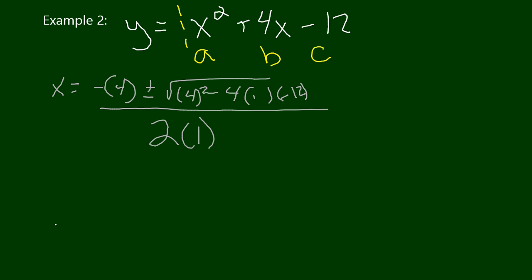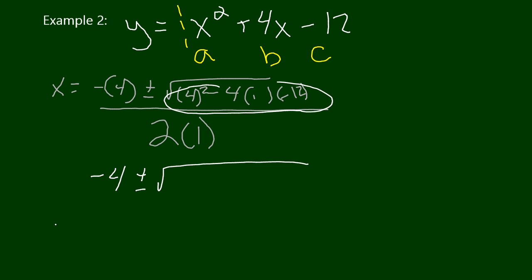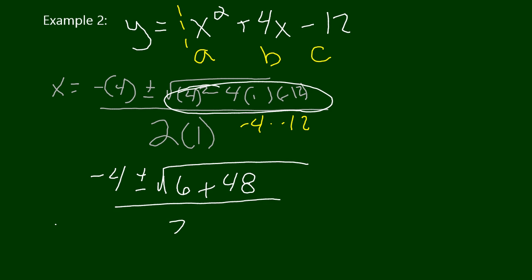So I'm going to have negative 4 plus or minus, under the square root, 4 squared, which is 16. And then we're going to take negative 4 times 1, which would give me a negative 4, times negative 12, which gives me a positive 48. And all of that is over 2 times 1, which is 2.